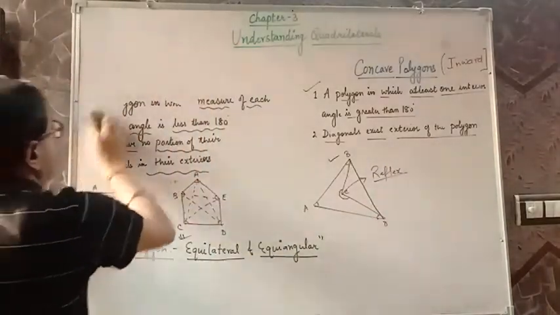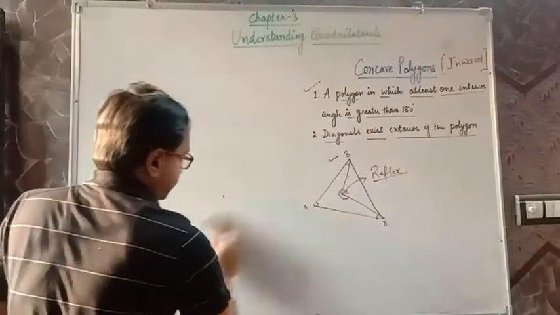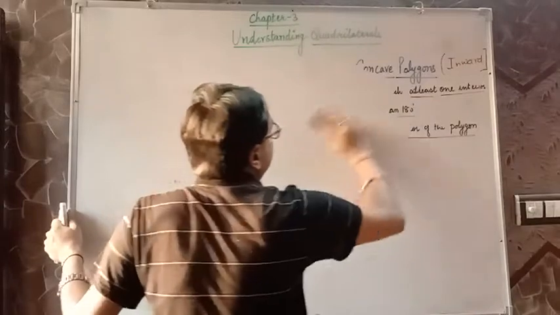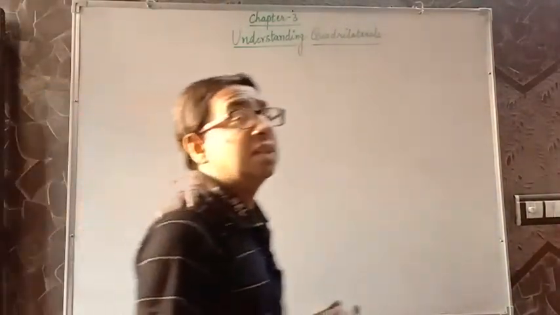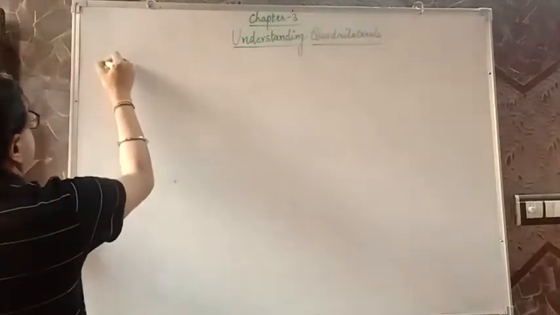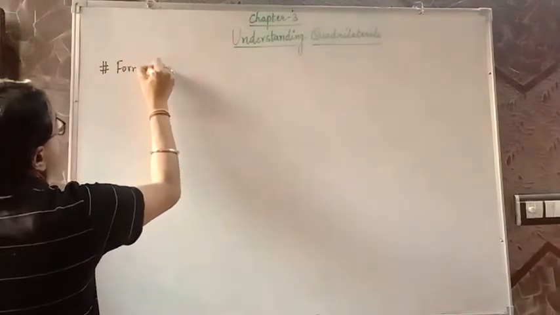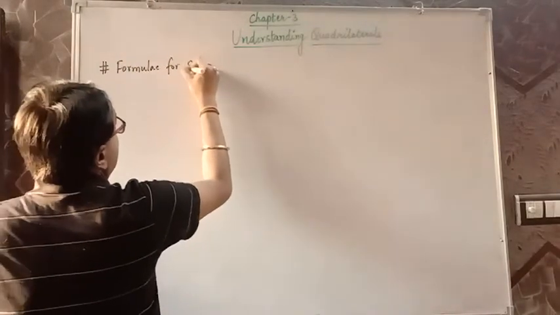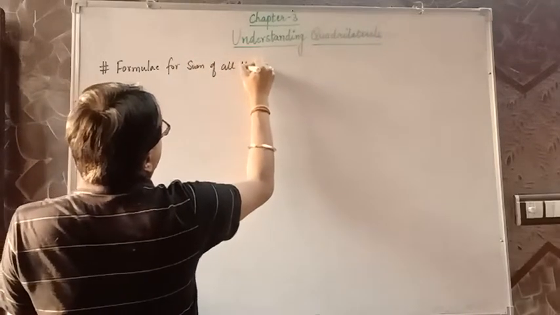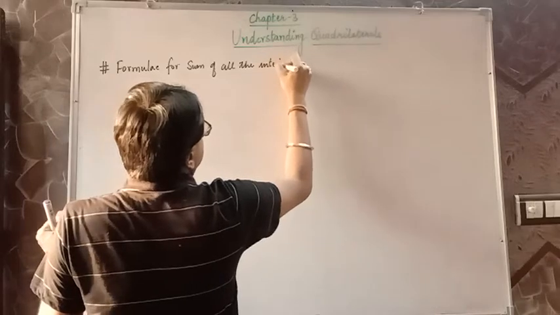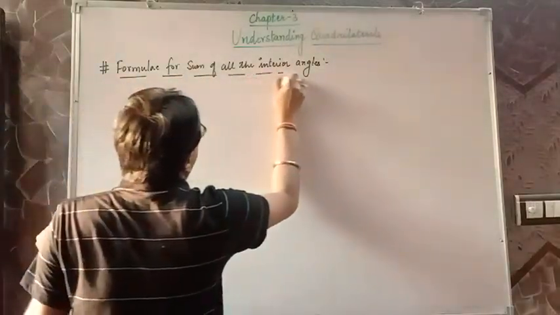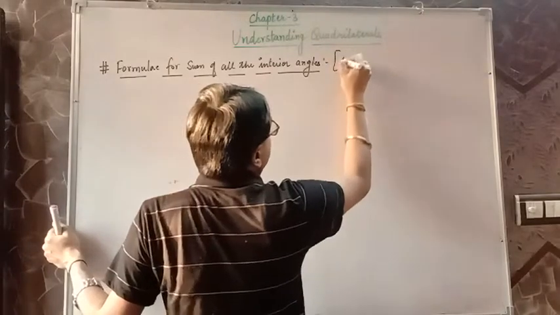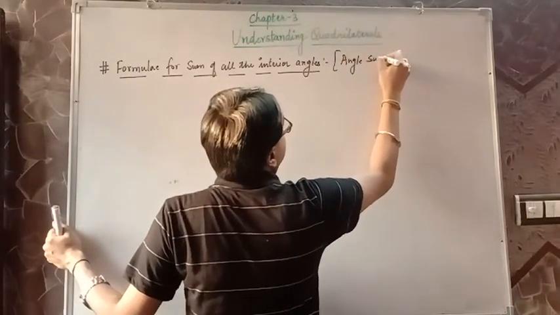Next important property. I discussed exterior and interior angles with you yesterday. Today we'll learn a formula for how you can find each exterior angle, or how you can find the sum of all the exterior angles. So, important topic. What is the formula for the sum of all the interior angles? In short, I hope you know what is meant by the sum of all the interior angles. That is also known as the angle sum property.